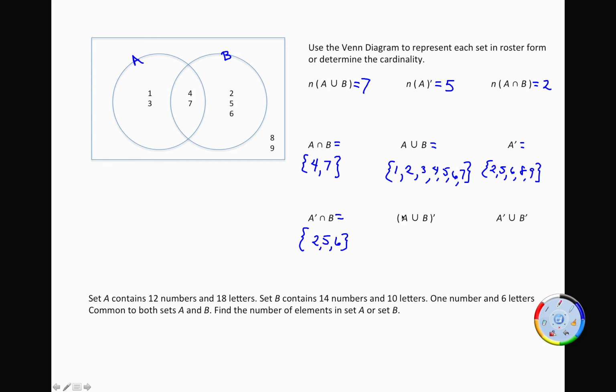Okay, the complement of A or B. So I know all of these are in A or B. So what's not in this region? 8 and 9.